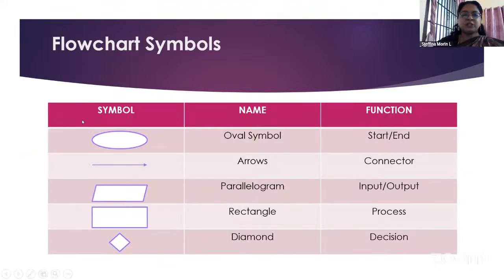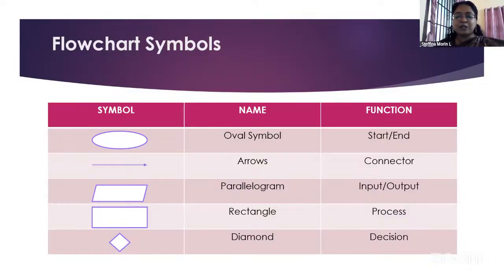First, the oval symbol. It represents a start or end. That is what you are seeing in your algorithm: step one, start, and then it ends with a stop. That is represented by the oval symbol. Then the arrows. That is a connector between the input, process, and then output. Each and every process should be connected with arrows.